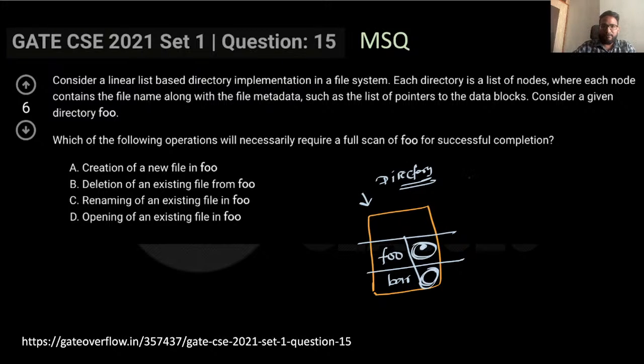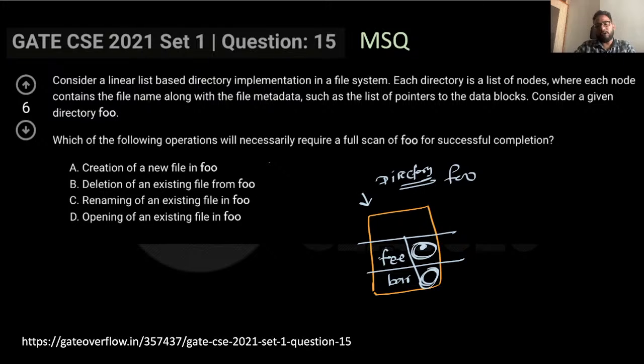That's perfectly fine. Okay. Consider a given directory foo. Suppose there is a directory which is foo. This is bar. This is, let's suppose, fee or something like that, right? Suppose there is a directory. This is foo. Now, which of the following will necessarily require a full scan of the foo for the successful completion? Creation of new file in foo.